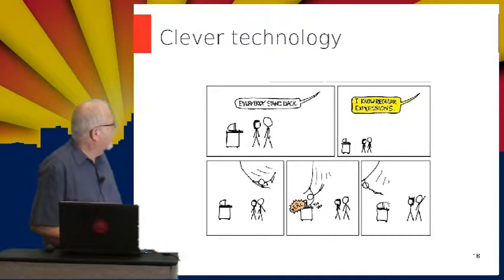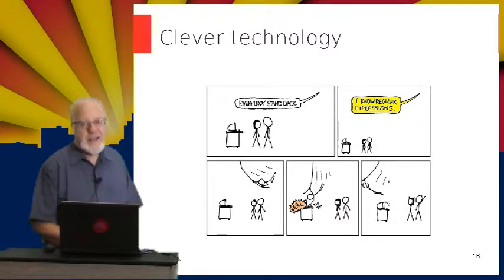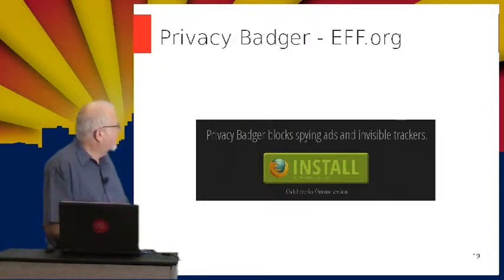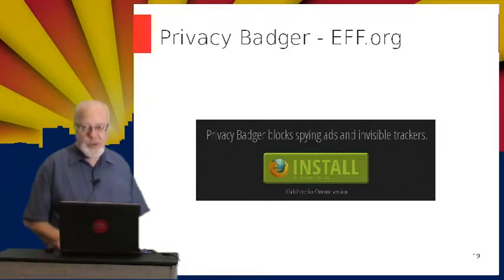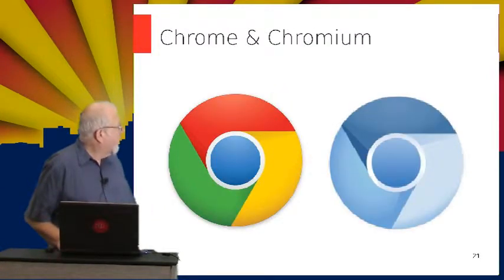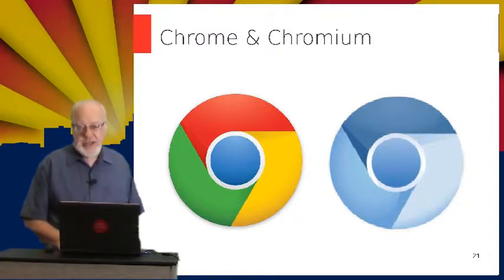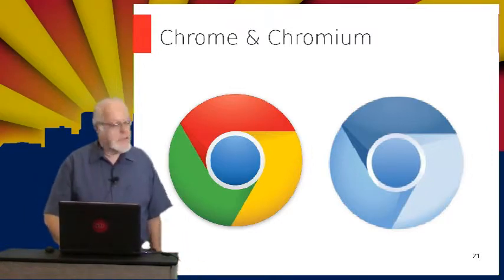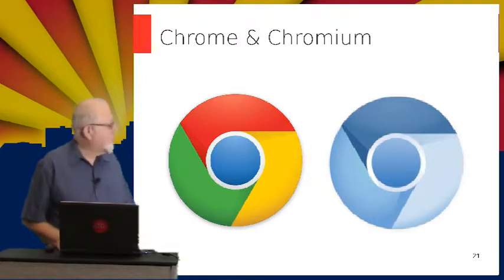So how does this work? It uses clever technology, as shown by this XKCD cartoon. It uses regular expressions. Privacy Badger is also from the EFF. This is also a plugin, and it's available for both Chrome and Firefox. Chromium, if you're not familiar with Chromium, is the free open source project that Google sponsors to create the Chrome web browser.